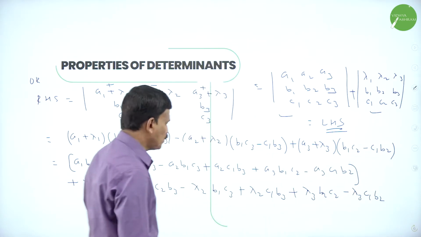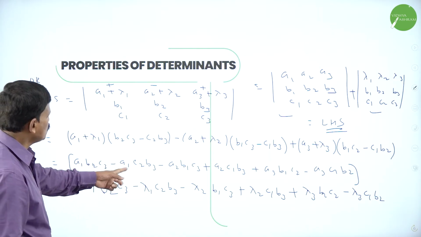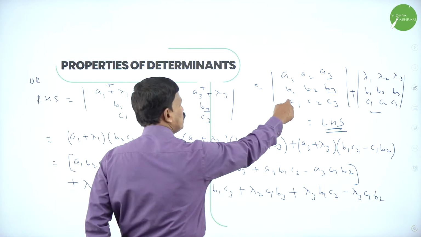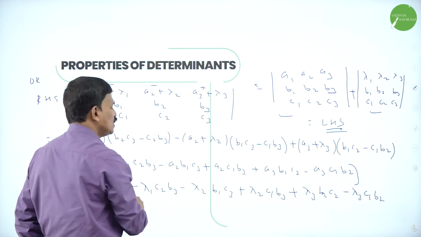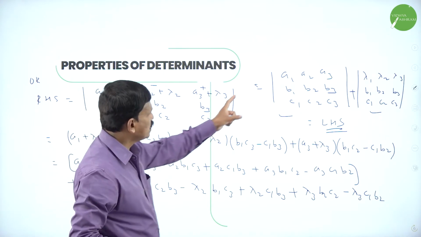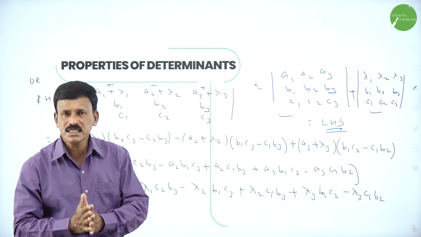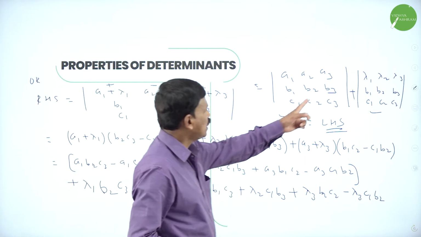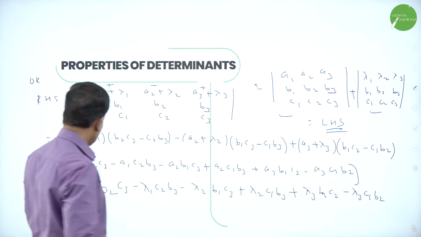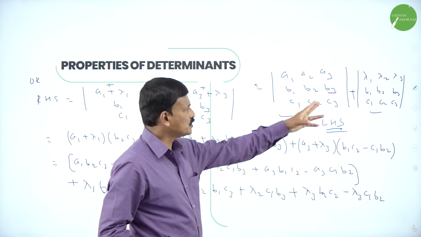So if you observe carefully, this is of the form A1 B2 C3 minus A1 C2 B3, which is the expansion of this determinant A1 into B2 C3 minus A2 into B2 C3. So therefore this first part can be written as the determinant A1, A2, A3, B1, B2, B3, C1, C2, C3. And the second part, you expand this: lambda 1 into B2, C3 minus lambda 1 into C2, B3 is the expansion of the second part.